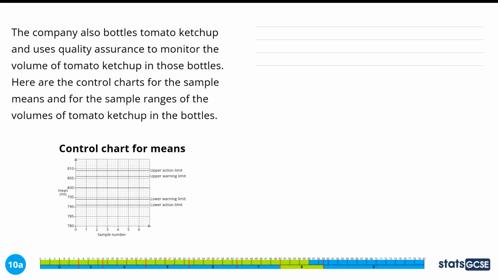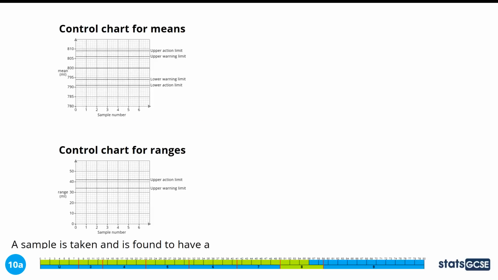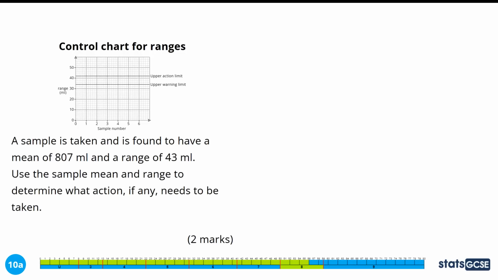The company also bottles tomato ketchup and uses quality assurance to monitor the volume of tomato ketchup in those bottles. Here are the control charts for the sample means and for the sample ranges of the volumes of tomato ketchup in the bottles. A sample is taken and is found to have a mean of 807 millilitres and a range of 43 millilitres. Use the sample mean and range to determine what action, if any, needs to be taken.